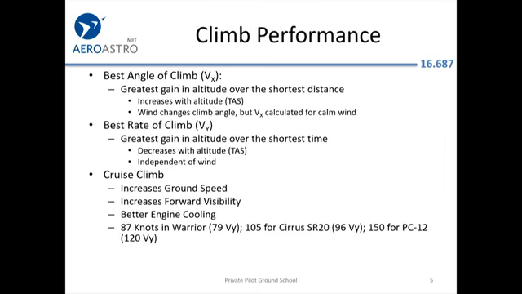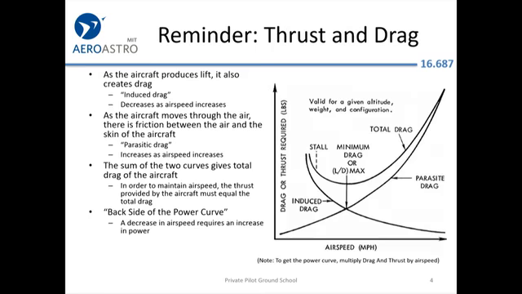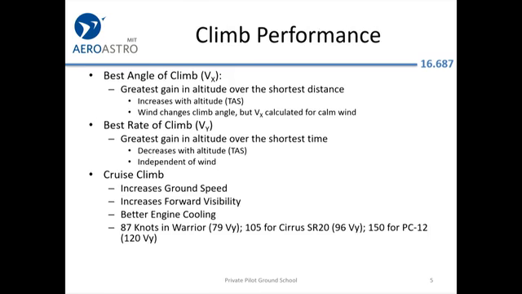The climb performance, the best speeds to go are all kind of tied into this drag curve. The best angle of climb is what you use at a slower airspeed, and then there's the best rate of climb. If you're in a small airport trying to clear the trees at the end of the runway, you're going to fly VX, the best angle of climb. This is one of those few V speeds that you're actually expected to know the abbreviation for.